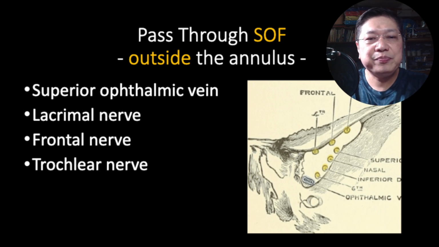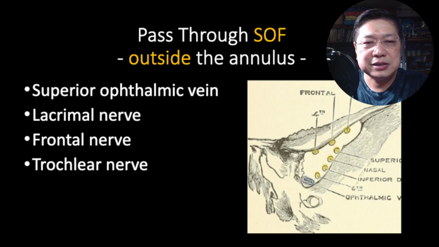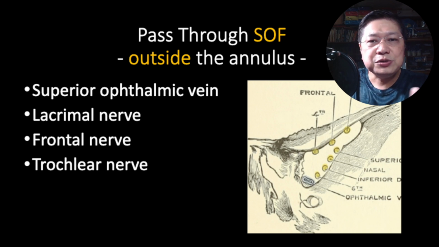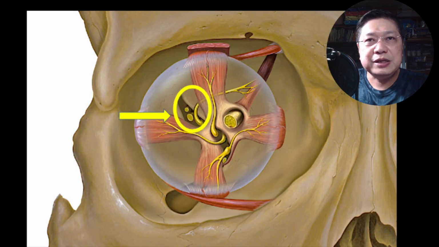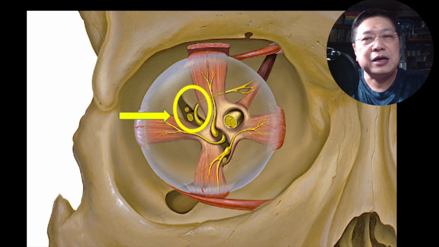Now these nerves, the lacrimal, the frontal, and the trochlear nerves, do not go into the muscle cone. That means you will not be able to anesthetize these three nerves. So these are the ones that came out outside of the annulus of Zinn. So this is how it looks. The nerves actually came out from the outside of the muscle cone.